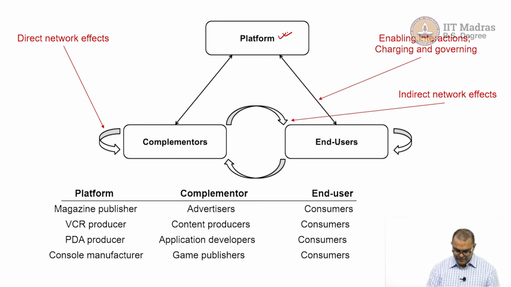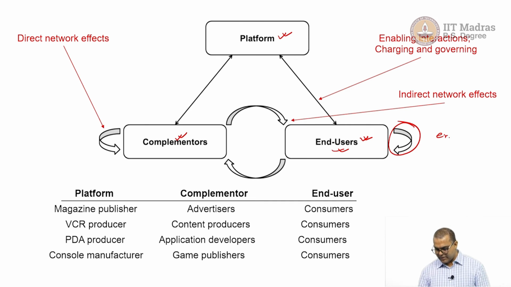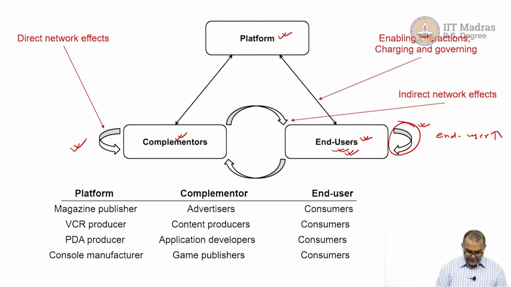So this is one example that we have. Here is the platform, here is the complementer, here is the end user. So we say this depicts the direct network effect that end users are generating for themselves. So if the number of end users is going up, either the benefit to end users is increasing or decreasing. In both cases, it is a direct network effect. If it is increasing, it is positive. If it is decreasing, it is negative. Similarly, on the complementer side, you have a direct network effect.